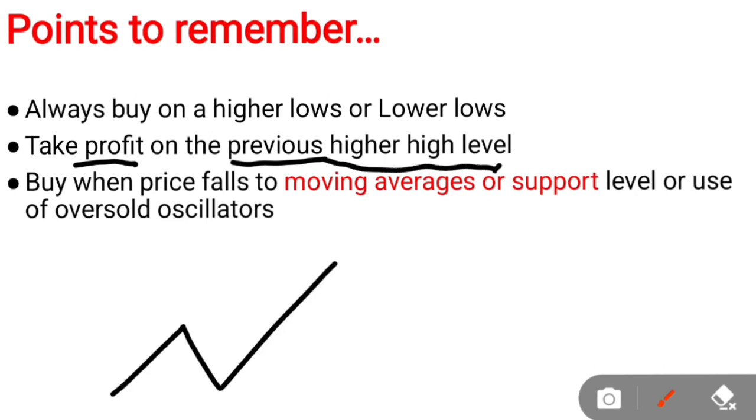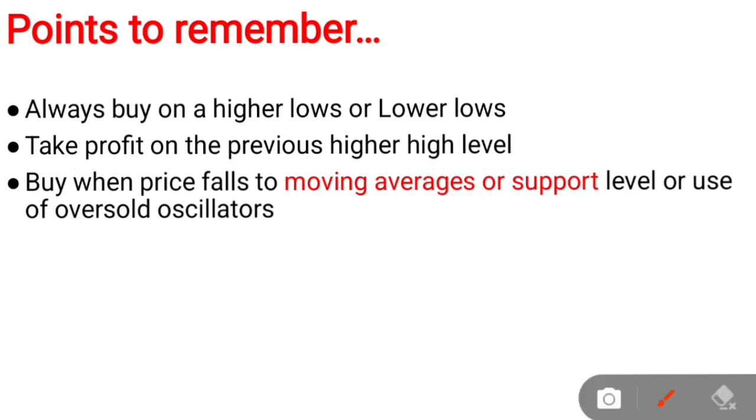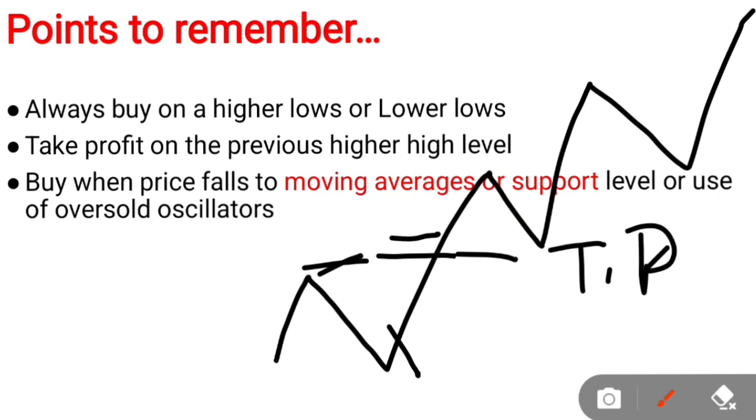So if the market is like this on an uptrend, and you buy at this point, you buy here, you should be able to at least take profit right at this point. So this is going to be your take profit level, right? So always take profit close to or slightly above the previous higher high. So again, it's like this. If you buy here, be willing to at least take profit at this level, right?